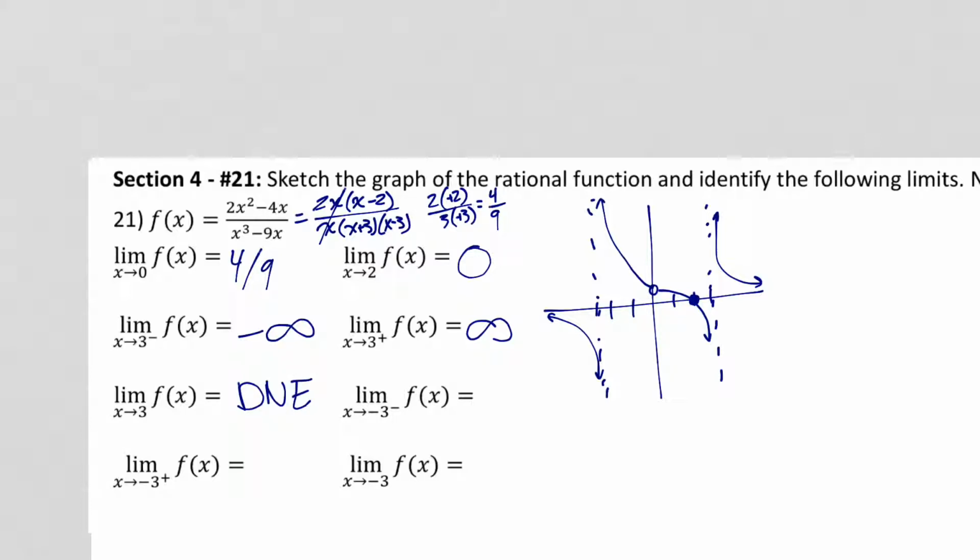Negative 3 from the left. Well, negative 3 from the left is going down to negative infinity. Negative 3 from the right is going up to positive infinity. So again, since they differ, that limit does not exist.